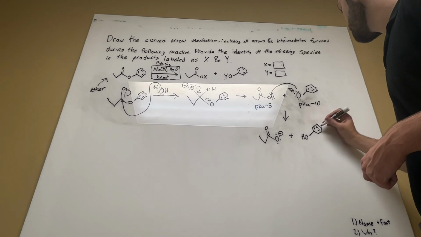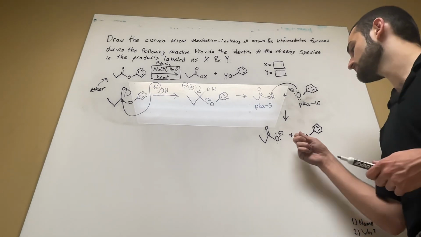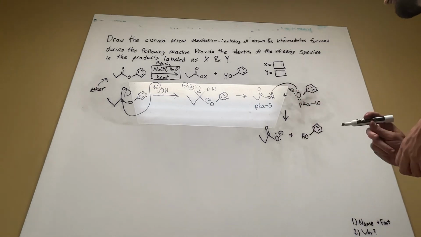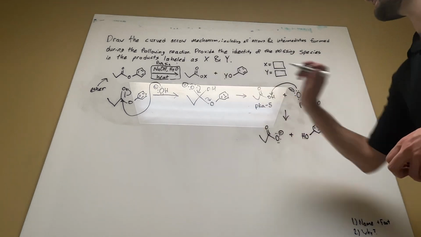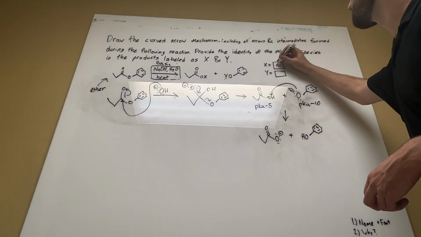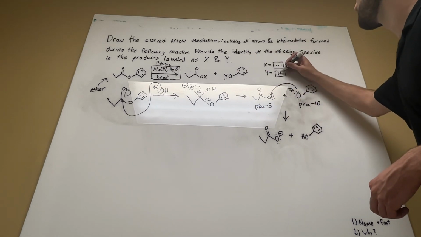Now, based off our acid chemistry and pKa's, we understand that these two species here are much more favorable to exist than these two right here. And now provide the identity of the missing species, X, right here. That is going to exist as a lone pair. And Y right there, it's going to be a hydrogen.